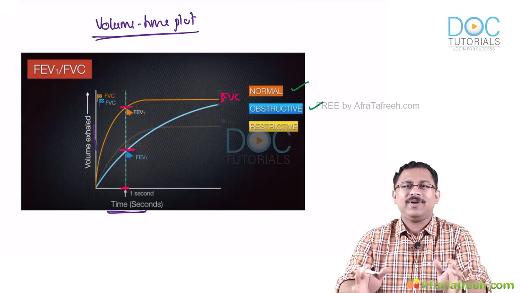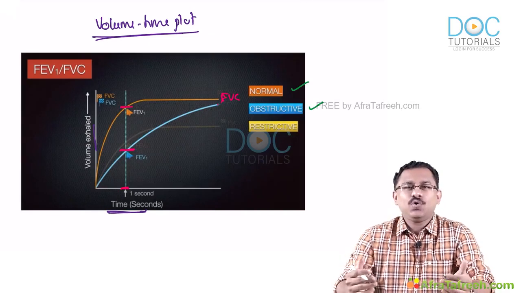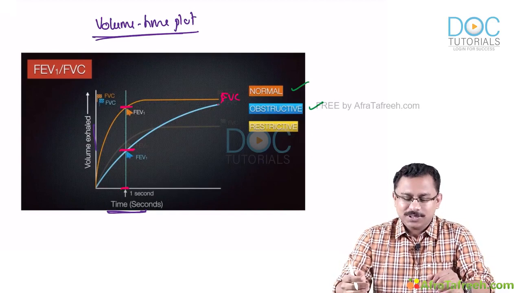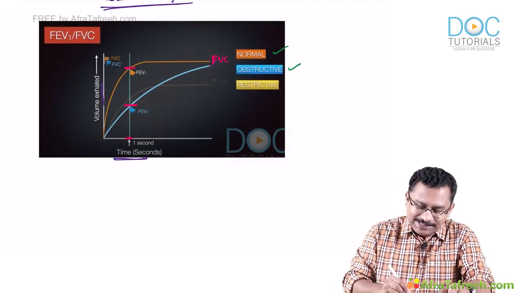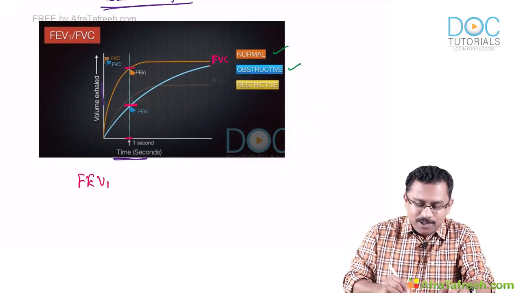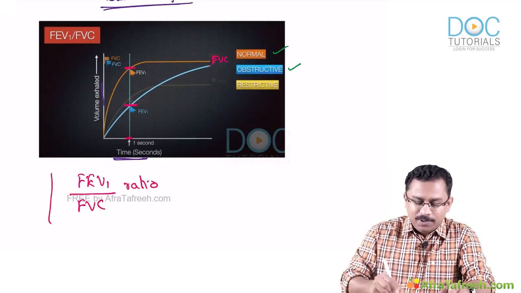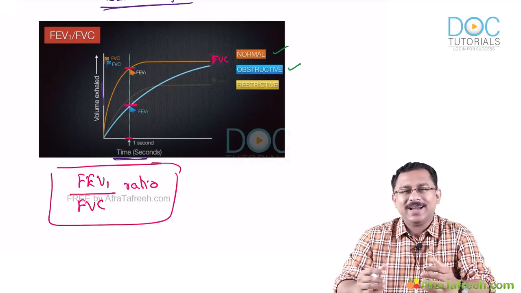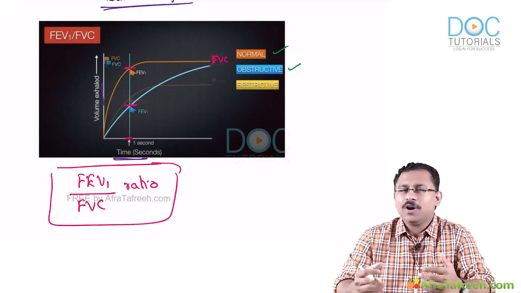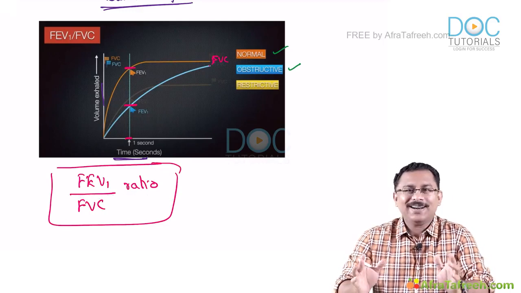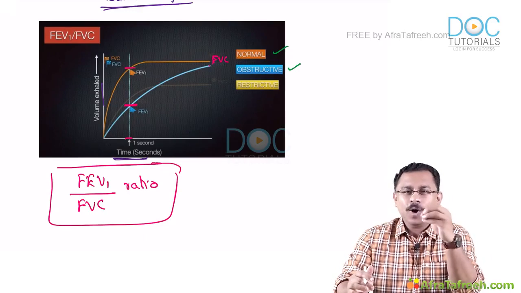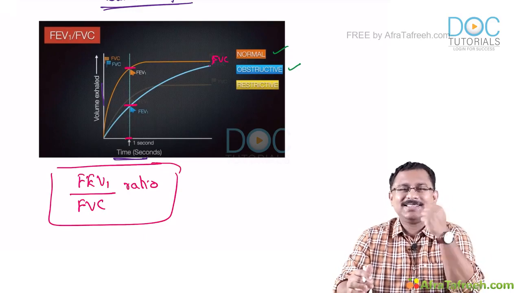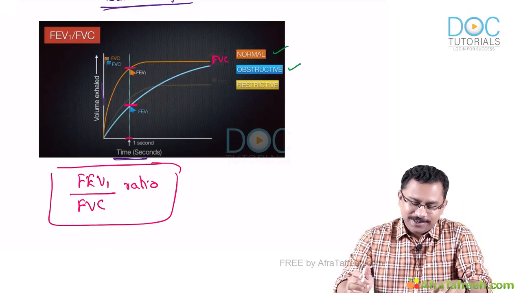Now remember, when you try to interpret the spirometric values, one of the most important parameters that you would look for is the FEV1 to FVC ratio. This is very, very important. In your exams, you might be given this ratio straight away or you might have to calculate it. Whatever it is, this ratio is very, very important in the differentiation between an obstructive lung disease and a restrictive lung disease.